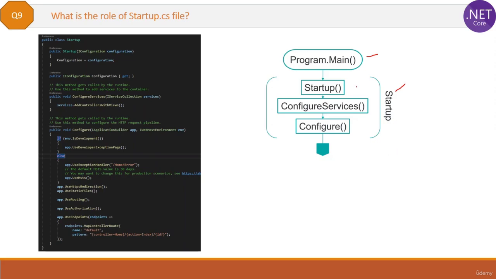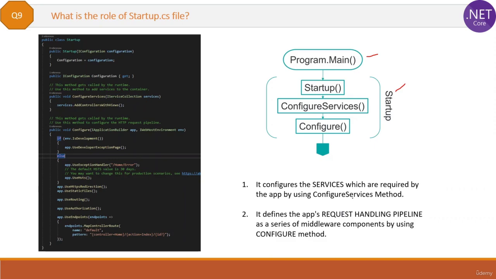Now you already know Program.cs file has the Main method which is used as the entry point, and then with the help of CreateHostBuilder it sets up the web server settings for the application, whereas Startup.cs file has two main functionalities. It configures the services which are required by the app by using the ConfigureServices method. It defines the request handling pipeline as a series of middleware components by using the Configure method.